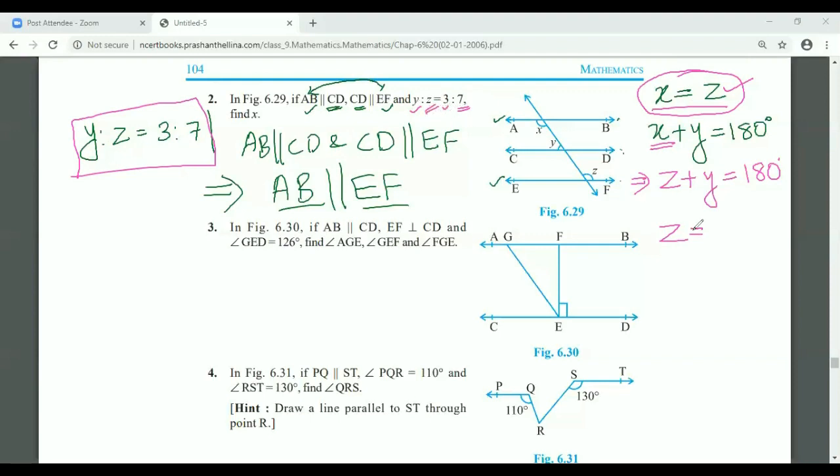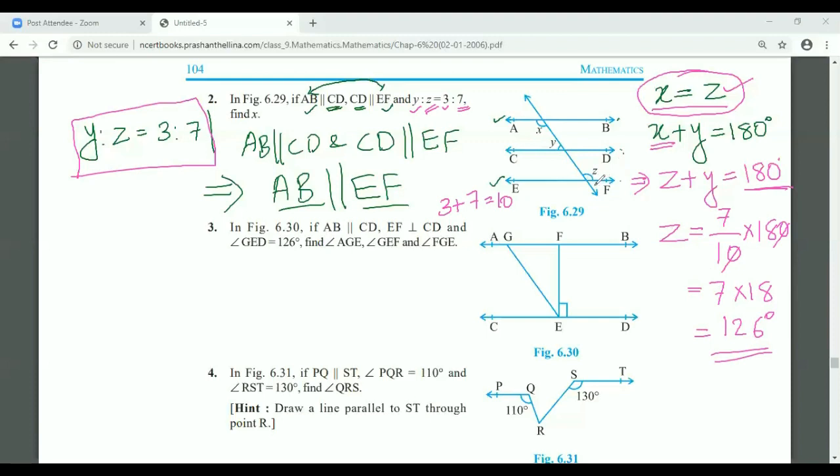So Z is equal to 7 out of 7 plus 3. You will get the total parts in the ratio as 3 plus 7, so that is 10. So 7 by 10 of the total 180 degree. So 7 by 10 into 180. You can cancel the 0s with each other, then multiply 7 into 18. You will get the answer, 126 degree. That is the measurement of the angle Z.